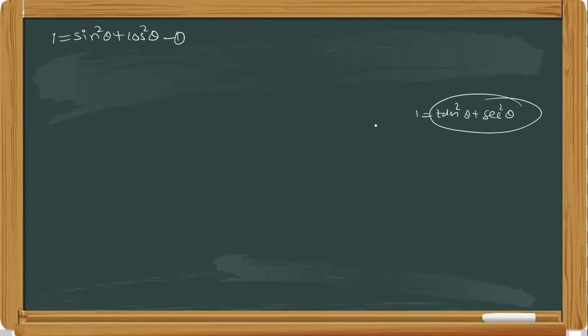What was the first identity? 1 is equal to sine square theta plus cos square theta. This was the first identity. Second, 1 is equal to tan square theta plus sec square theta. Who formed this identity? Who said this? Let us check whether it is correct or not. Let's say this is the right angle triangle. This angle is say theta. It is A, B, and C.